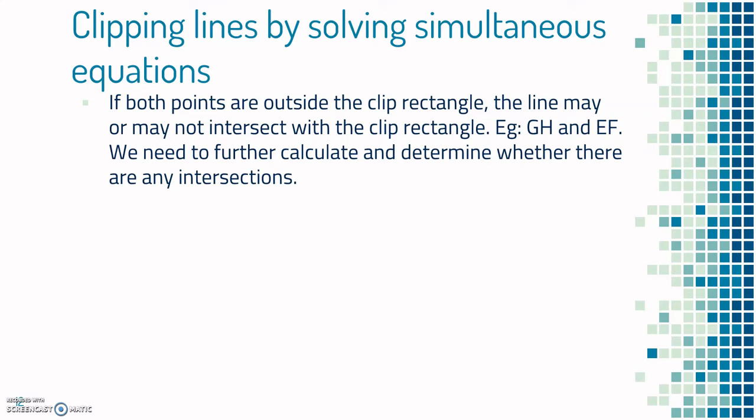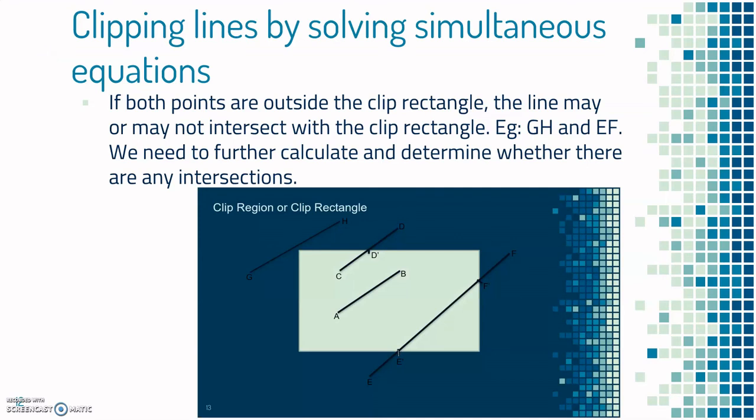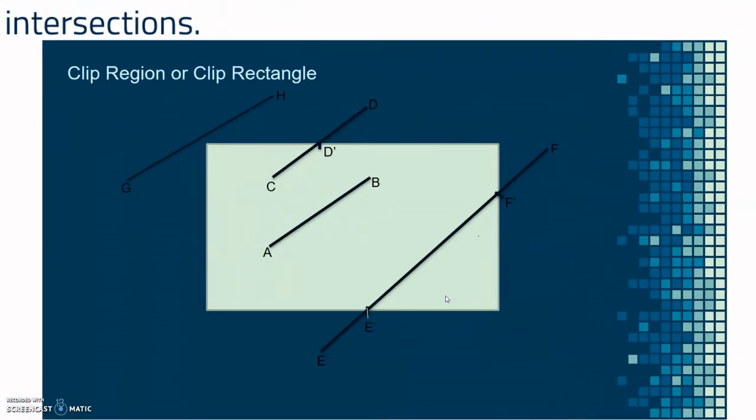Now if both points are outside the clip rectangle, the line may or may not intersect the clip rectangle, for example GH and EF. We need to calculate further to determine whether there are any intersections. GH has both endpoints outside the clip rectangle, and it doesn't intersect the clip rectangle. EF also has both endpoints outside the clip rectangle, but it intersects the clip rectangle. So we have to do further calculations for this. Let's see what it is.